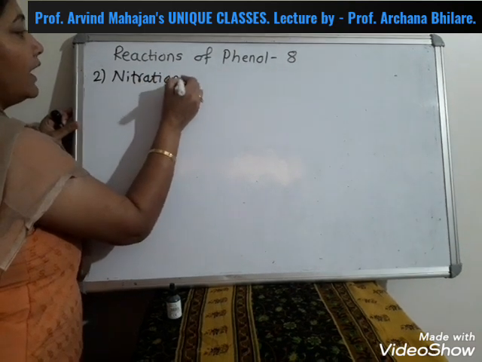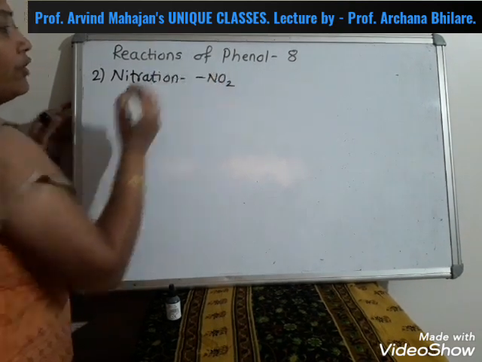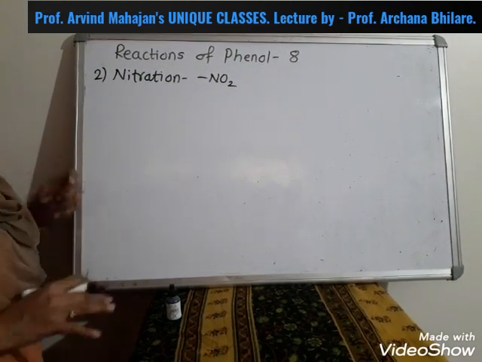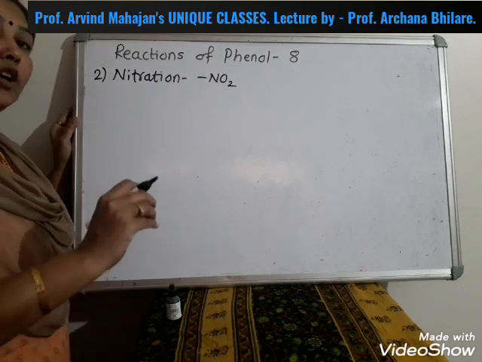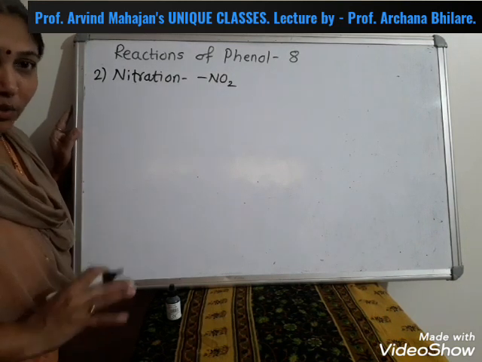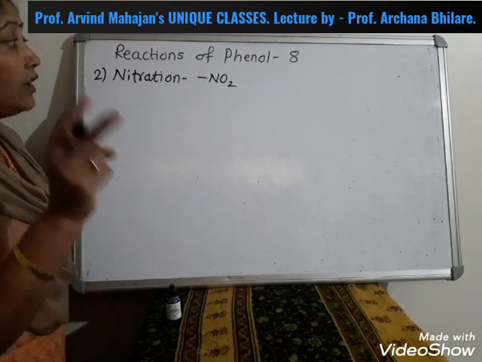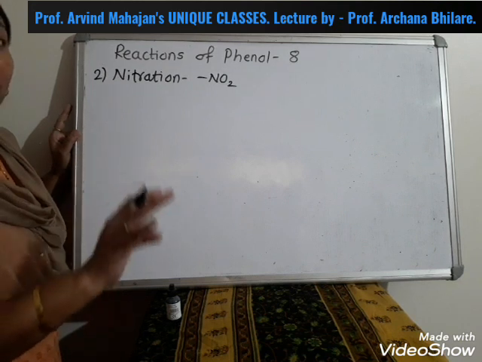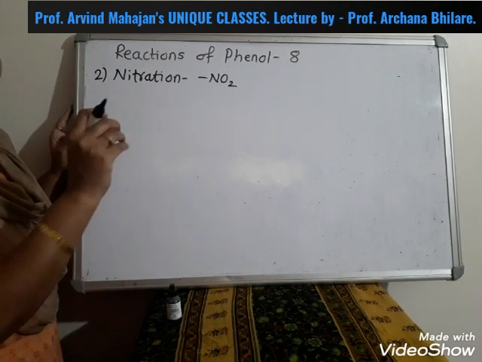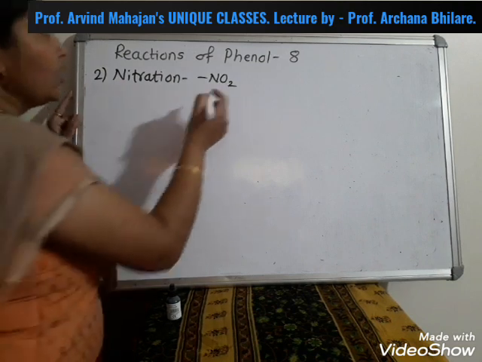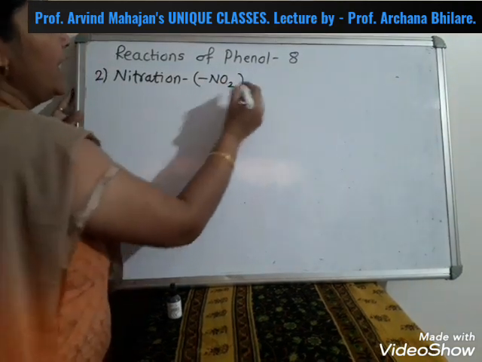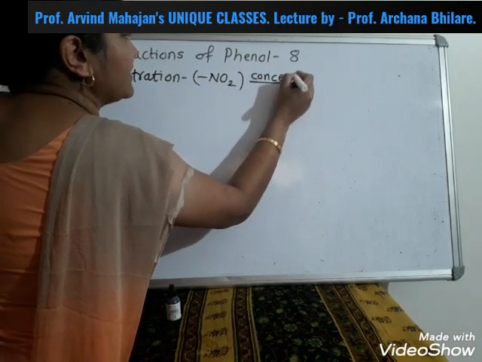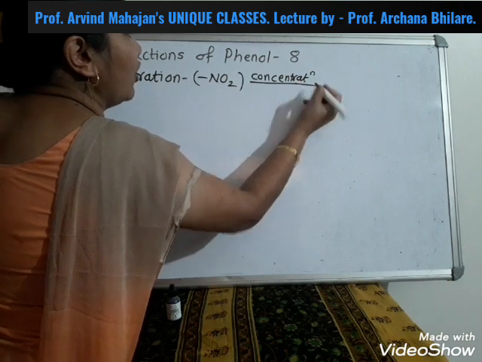We all know nitration means introduction of nitro group. And how do we get this nitro group? What is the source of nitro group? Nitro group is basically obtained from HNO3, nitric acid. But what is the concentration of nitric acid? Accordingly, we get again two different products when we do nitration of phenol. See, so addition of NO2 group, it depends upon concentration of nitric acid.